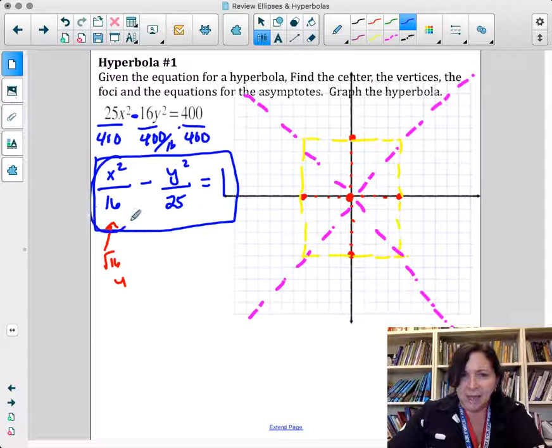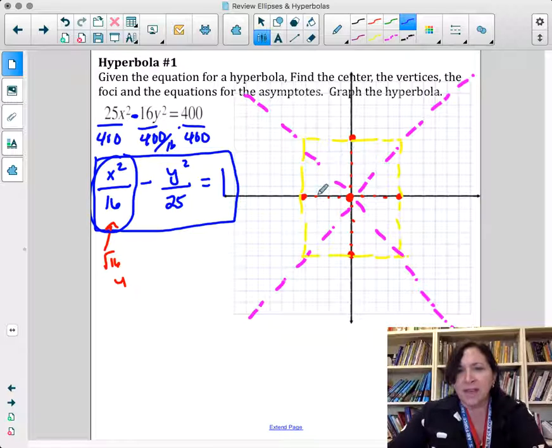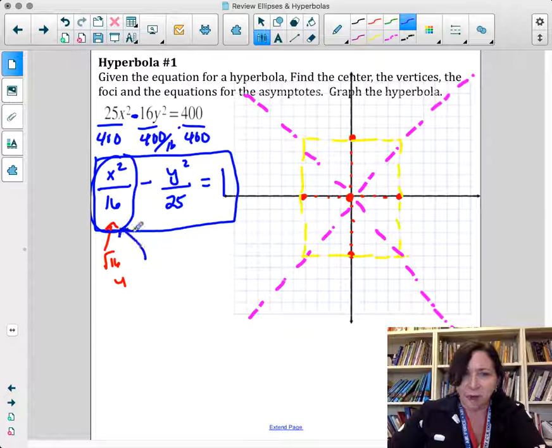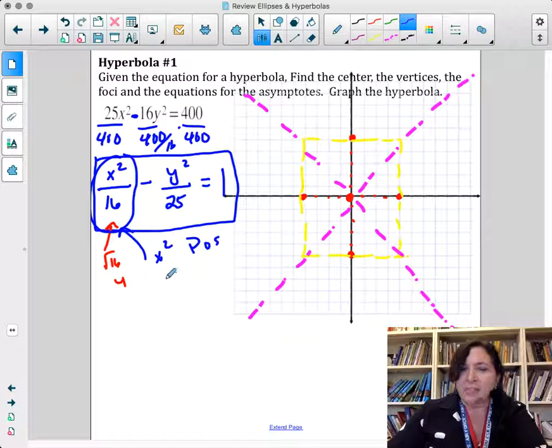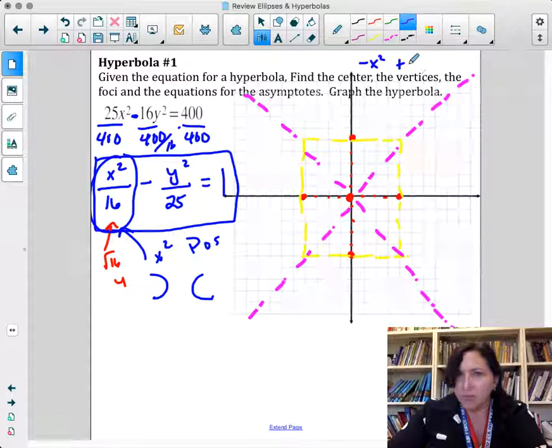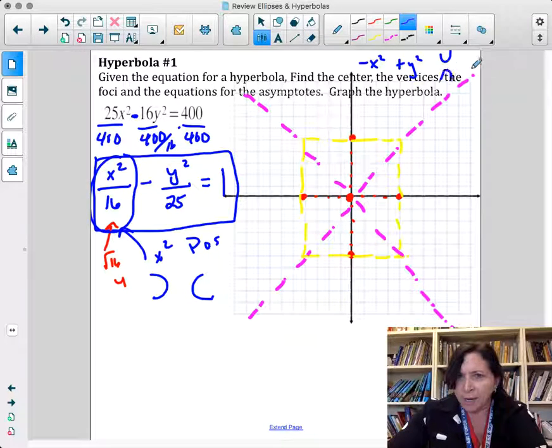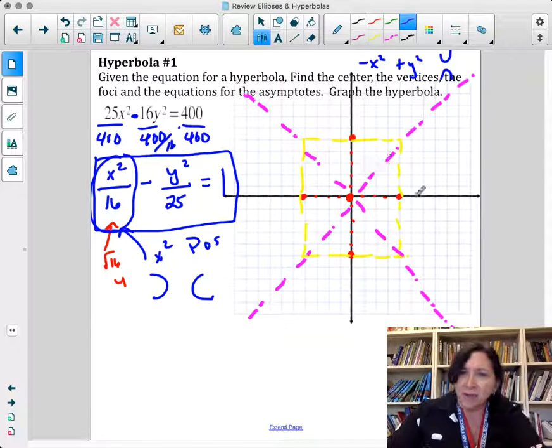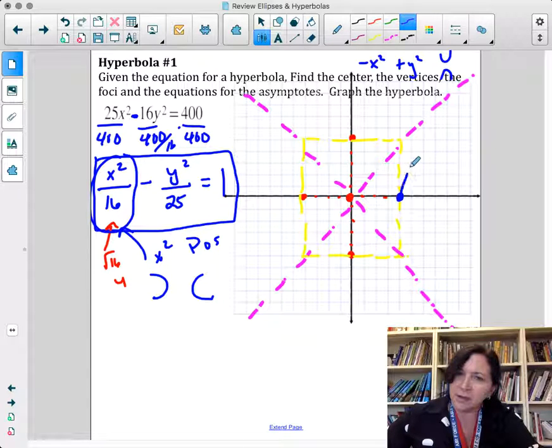If my x is positive, then that means my graph is going to be on the x-axis. If x is positive, x squared is positive, that's our positive coordinate. That means the graph is going to go to the left and to the right. If y was positive, meaning if it was a negative x squared plus y squared, the graph would be going up and down. So because x is positive, you're going to put your vertex here, and your graph is going to follow your asymptotes.